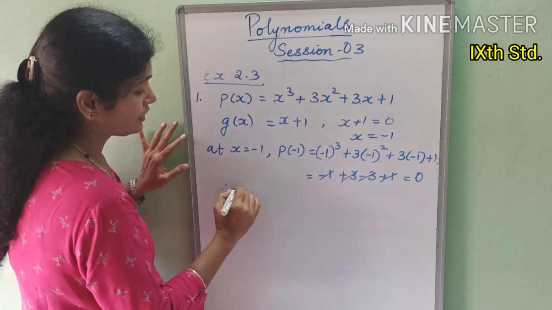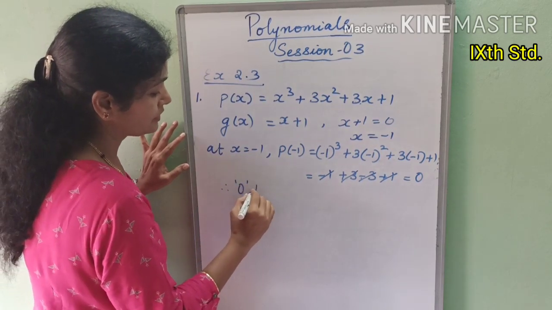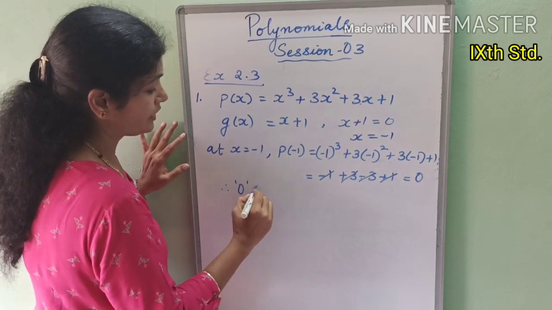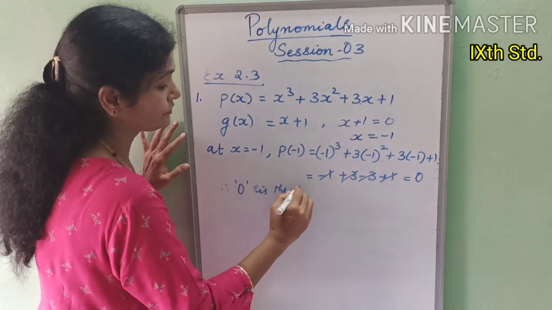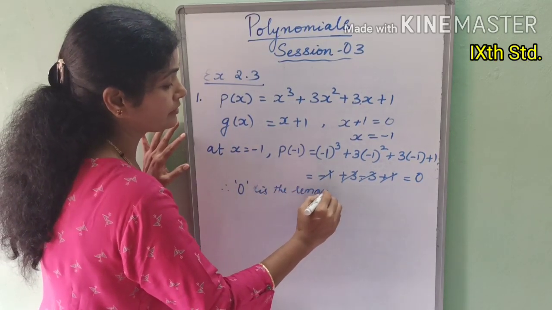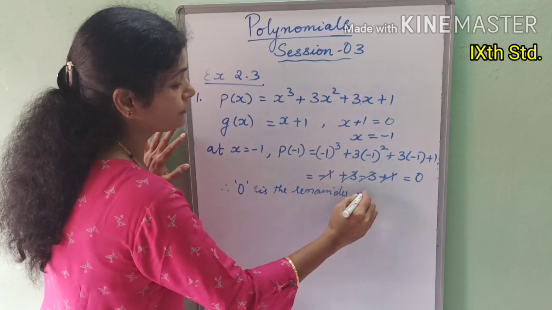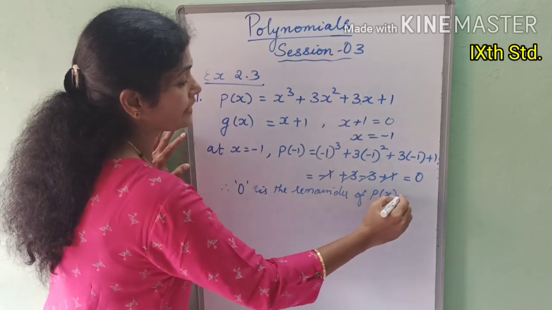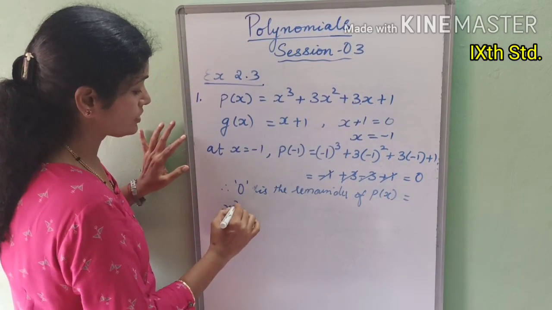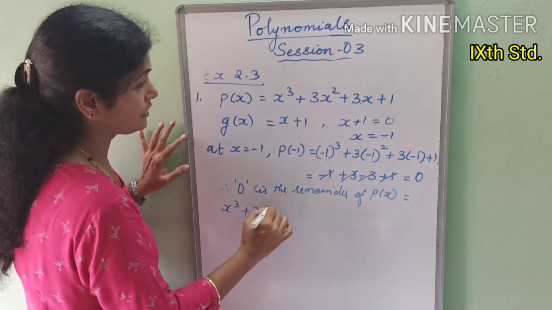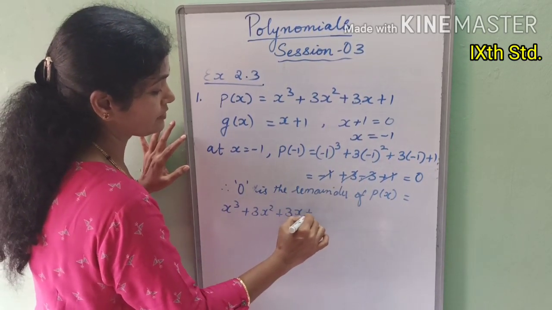Therefore, 0 is the remainder of P of x equal to x cube plus 3x square plus 3x plus 1.